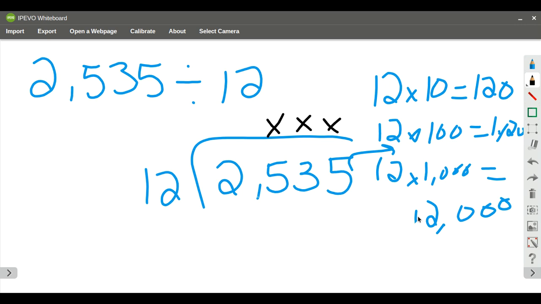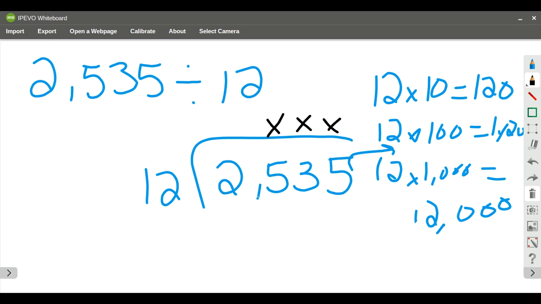Okay, so either method, you can use estimation or you can use number sense to help you determine where to place the first digit. I personally find this one to be an easier method, but if you like the estimation and seeing where it goes, by all means use that one. I'll continue to do both.